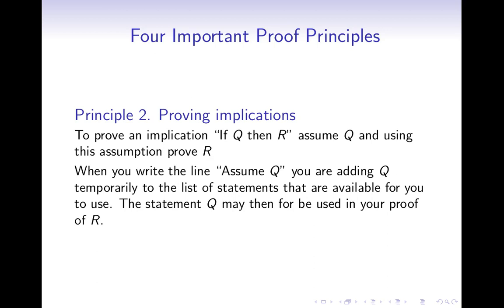As we did in our examples in previous modules, you assume Q is true by writing the line assume Q. And by doing that, you are adding Q to the things you can use, the things you can use to prove R.